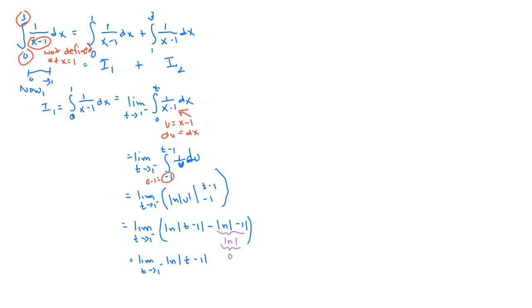Well, what's t minus 1 approaching as t goes to 1? What's t minus 1 go to? That's right, Mark. That's right, Jonathan. It goes to 0. So really, what we want to know then is, what's the log of 0?